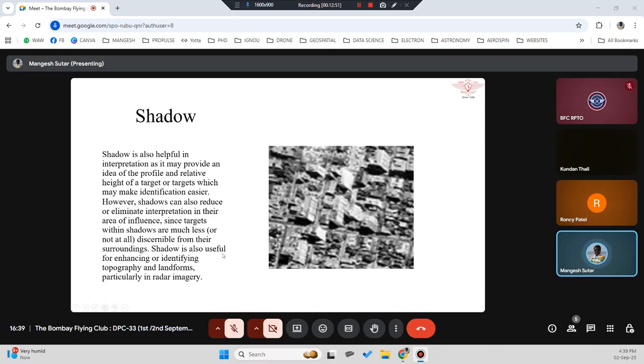Shadow is also useful for enhancing and identifying topographic features or landforms, particularly in radar images. But here we are only seeing one photograph. We may have to have multiple photos from multiple angles, and at different times of day. So you have to continuously fly the drone and capture as much data as possible, and then you are able to recreate the entire image or entire structure over there.